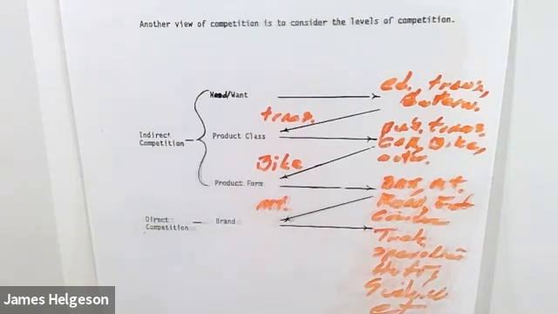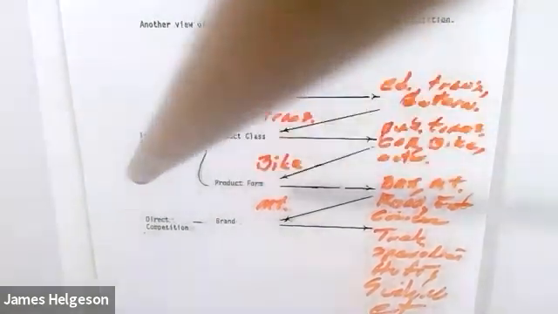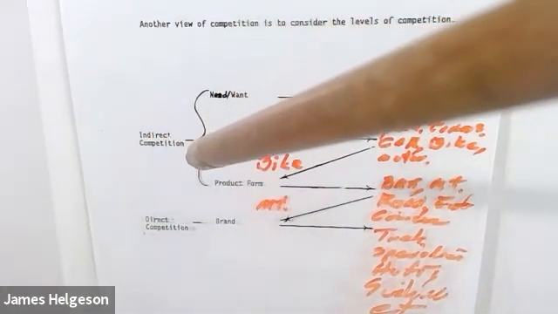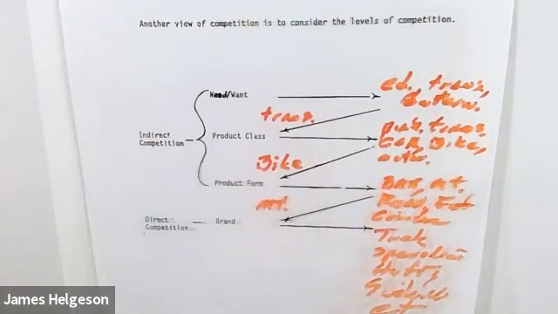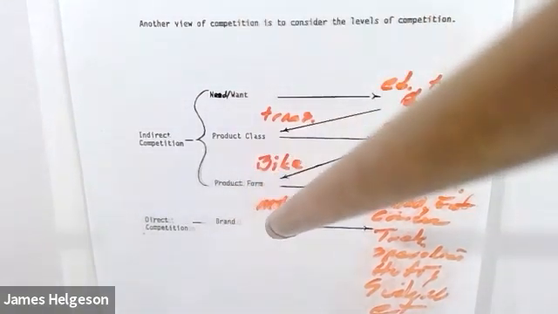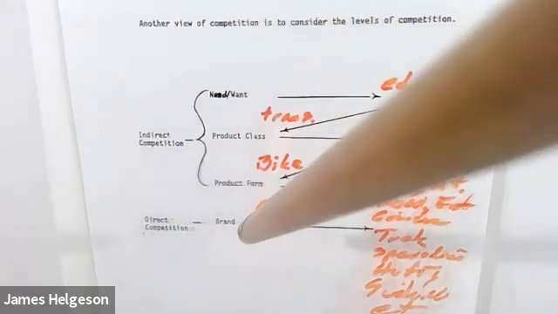If you look down the left-hand side of this diagram, here it says indirect competition and direct competition. One of the points of this is, first, competition isn't just at the direct brand level. You think about the battle of the brands, you know, Trek versus Specialized versus Cannondale versus whoever, slugging it out in the marketplace. Yeah, that's part of competition. That's the brand level down here.